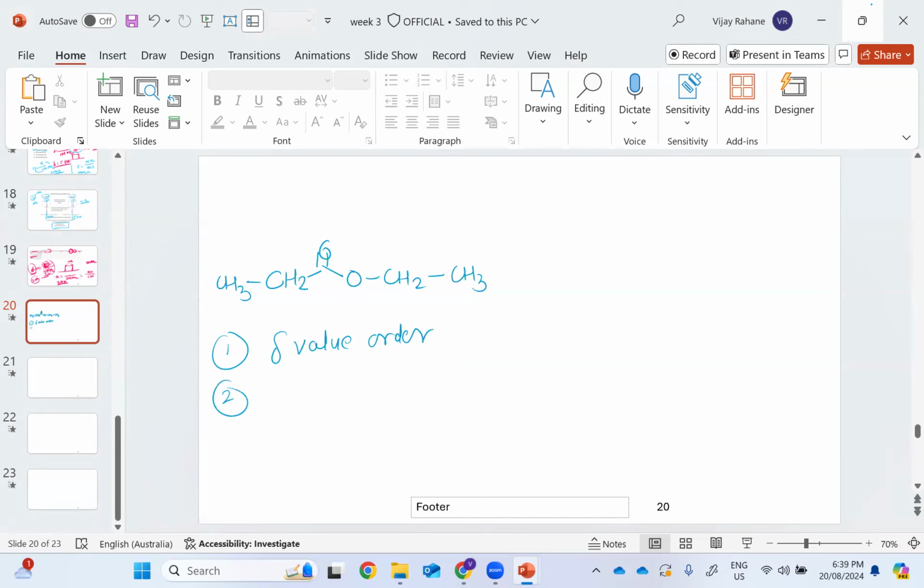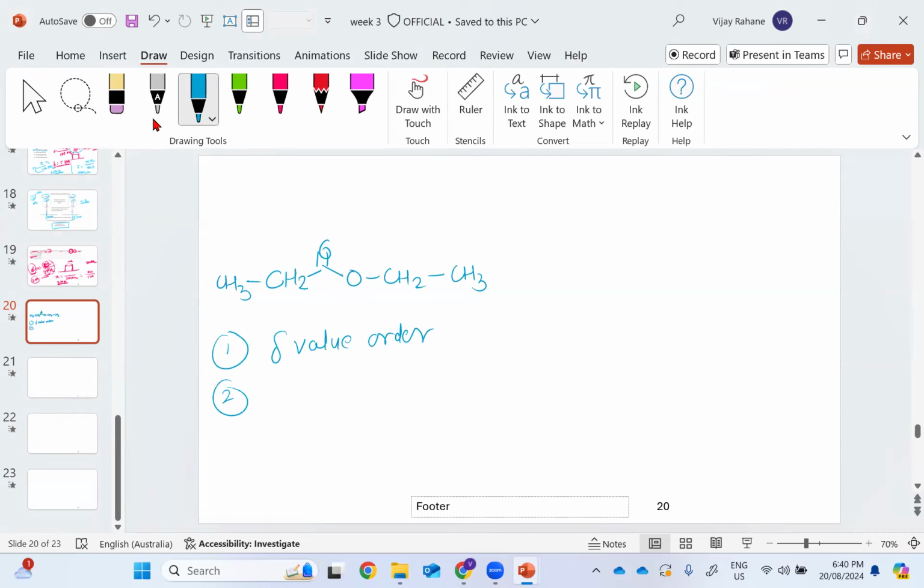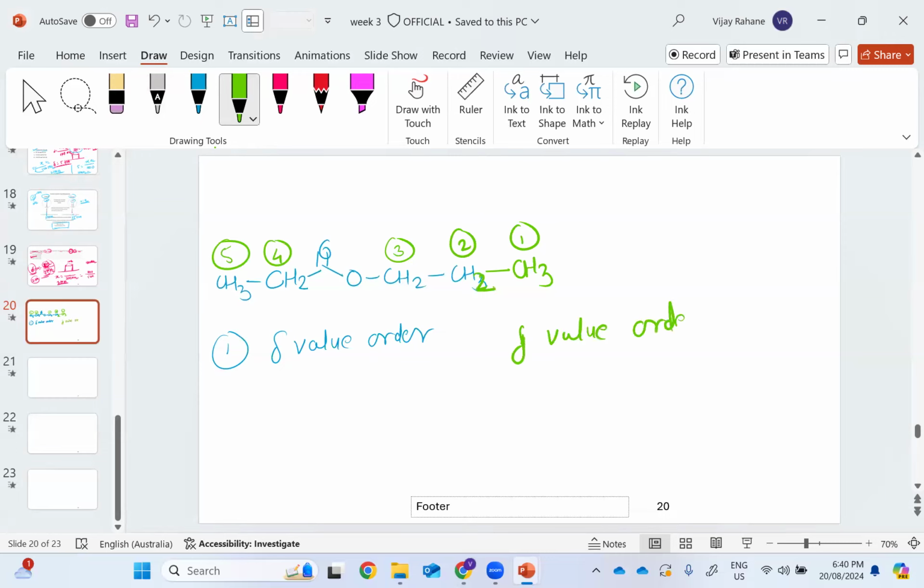First we'll see the delta value order here. Let's say I will give the numbering. CH2, I will just extend some more chain. So we have 1, 2, 3, 4, and 5 groups attached. Now, the order of the delta values. Let's say here is TMS, and this scale goes up to, say, 10. Which proton among these will be the most shielded proton? And this side will be deshielded.